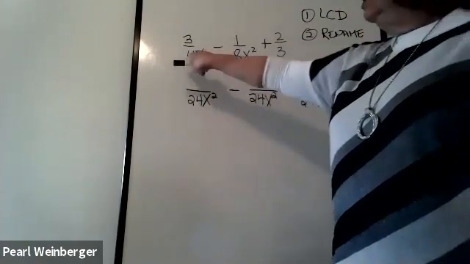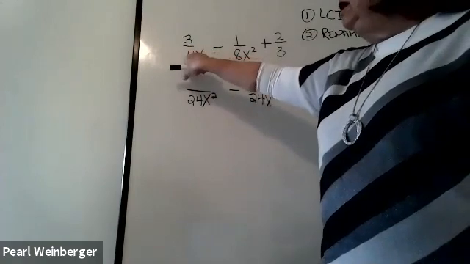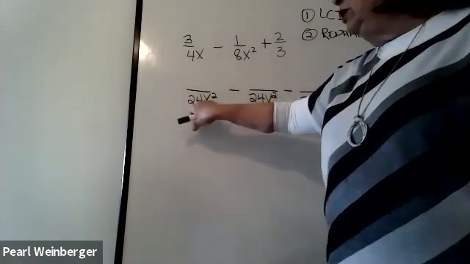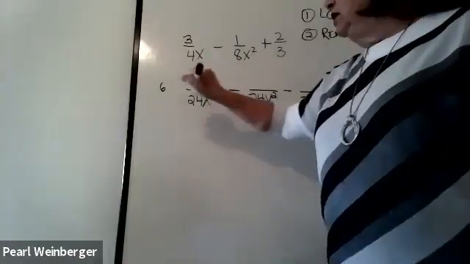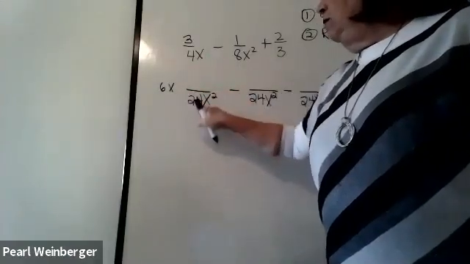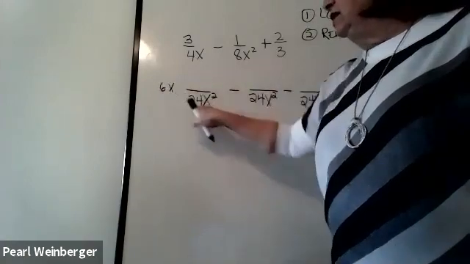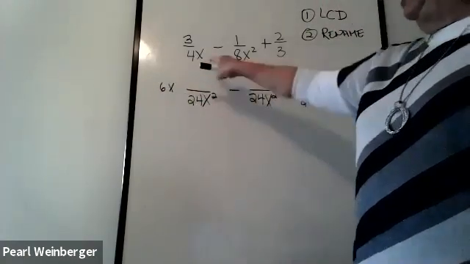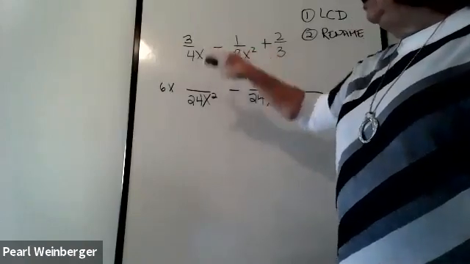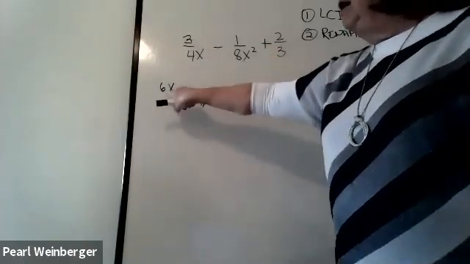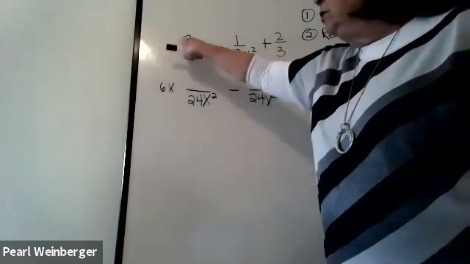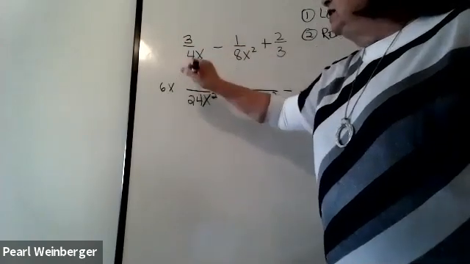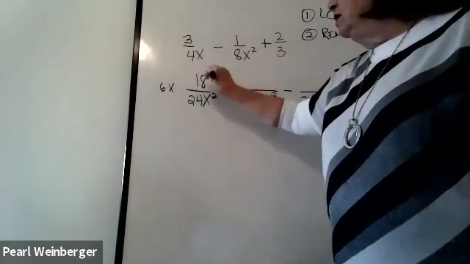Step number 2 is to rename the fraction. We divide the original denominator into the new denominator. 4 into 24 gives me 6. x into x squared gives me x. I have multiplied the 4x by 6x to get 24x squared. I find that by dividing the original denominator into the new denominator. Whatever I multiplied the denominator by, I've got to do the same thing to the numerator. So I'm going to have to multiply this 3 by the 6x. That'll give me 18x.